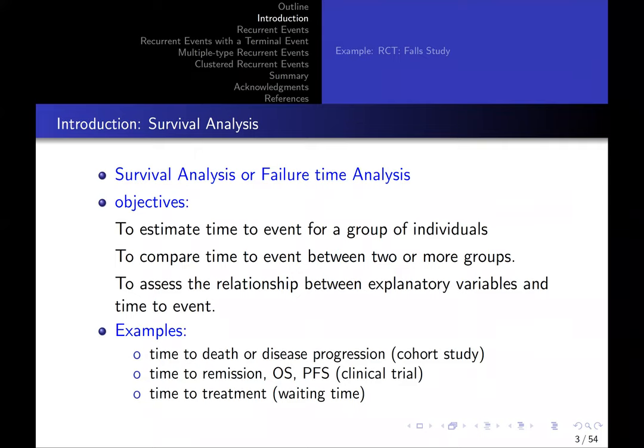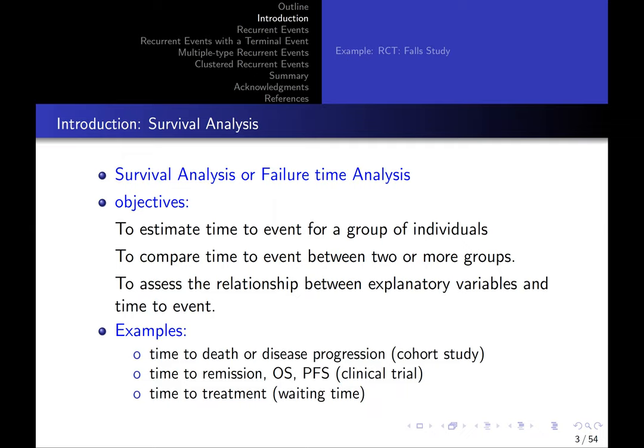As we know, survival analysis, or otherwise called failure time data analysis, is often used to model time to an event with an objective to estimate time to an event for a group of individuals or to compare time to an event between two or more groups. And of course, the common thing is we don't stop there, but we try to analyze them with multiple covariates, especially assessing the risk factors for a certain event. It can be a disease, a type of a disease.